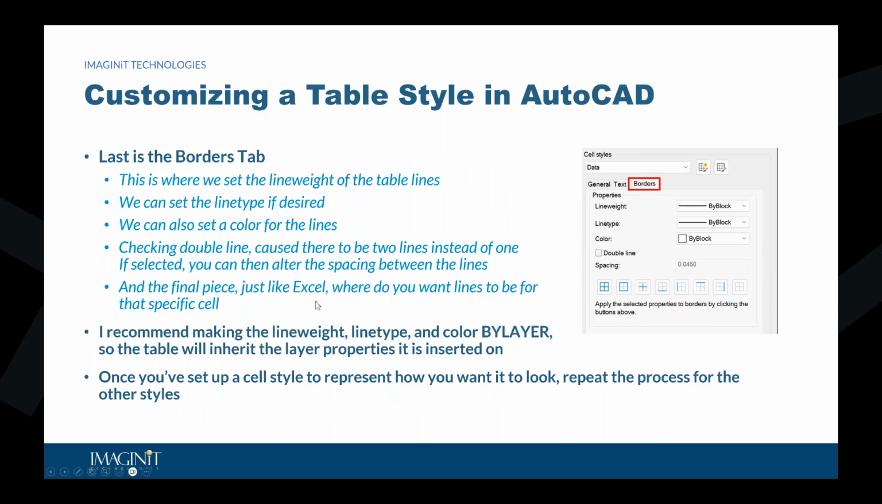So, and again, I recommend making the line weight, line type, and color all by layer, just so that the table will inherit the properties it's inserted on, unless you have a specific need to have a forced color, which is really great if you're using CTB, so you can always make sure that table comes out the way you want. And once you've set up a cell style to represent how you want it to look, repeat the process for the other styles.